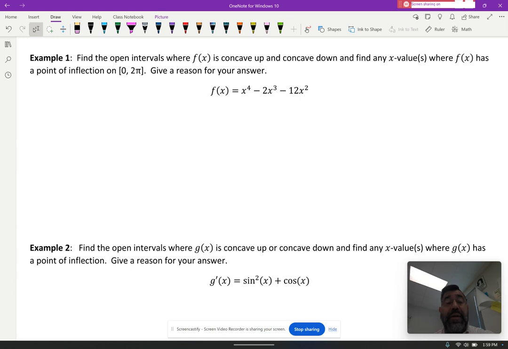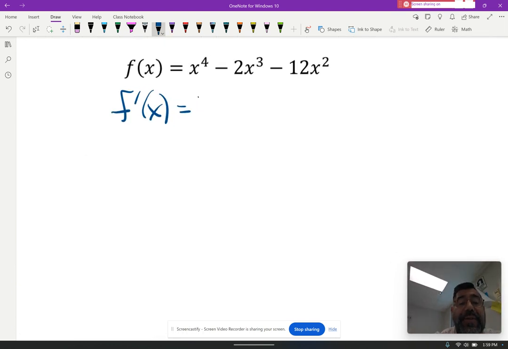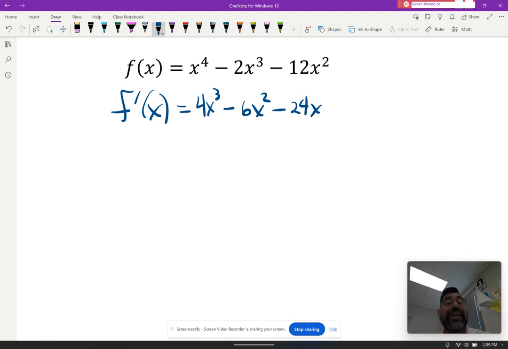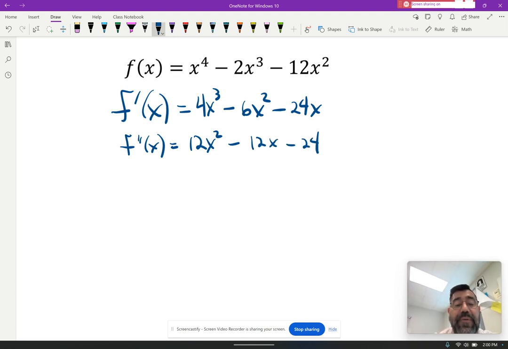Okay, so if I'm talking about concavity, I need to find the second derivative, which means I need to find the first derivative first. So let's find the first derivative. This would be 4x to the third minus 6x squared minus 24x. Great, I got my first derivative. But this would help me if I'm looking for increasing, decreasing, or relative minimums and maximums. So I'm going to go on to the second derivative. Take the derivative of the derivative. That would be 12x squared minus 12x minus 24.